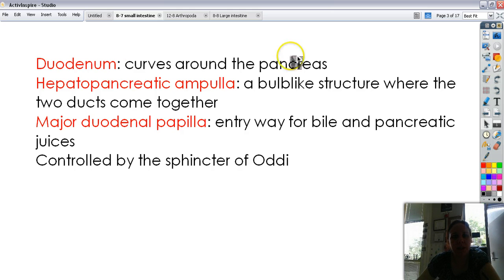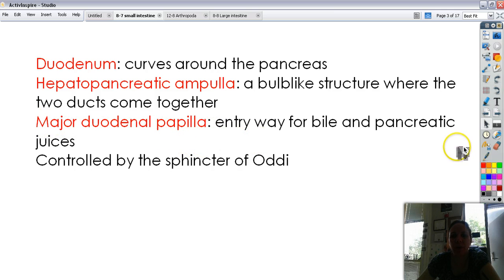The duodenum has a duct leading into it, and right at the end of it there's a bulb or a bulge where the duct dumps into the duodenum, and it's called the hepatopancreatic ampulla. Hepato refers to liver, pancreatic refers to pancreas, ampulla refers to bulb. So it's a bulb-like structure where 2 ducts come together, and we'll talk about which those ducts are in just a moment. And then when it enters into the duodenum, it makes a little pucker sticking out into the small intestine, and that's called the major duodenal papilla.